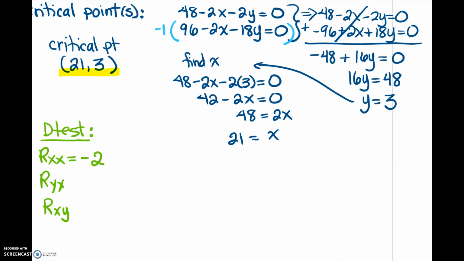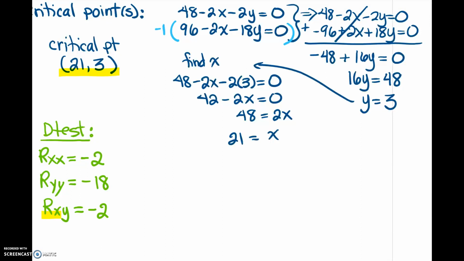The r of yy is taking that first derivative with respect to y and doing the derivative again with respect to y. And again, that first derivative only has one term that has a y in it. That's the minus 18y, so the derivative of minus 18y is minus 18. Now my xy seems to be the most confusing one. You take your first derivative with respect to x, and then do the derivative with respect to y. That first derivative with respect to x has a single term in it that has a y. It's a minus 2y, and the derivative of that is minus 2.